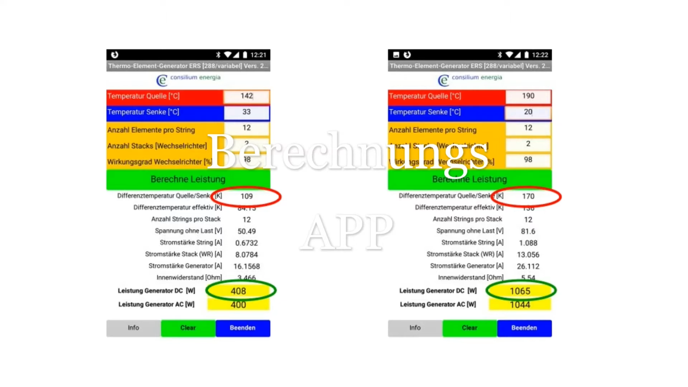On the picture of the calculation application of the thermoelectric generator, you can see the dependence on the temperature. An identically constructed device would generate 400 watts at a differential temperature of 109 Kelvin, as seen in the picture on the left. At a differential temperature of 170 Kelvin, 1000 watts, to be seen on the right picture.